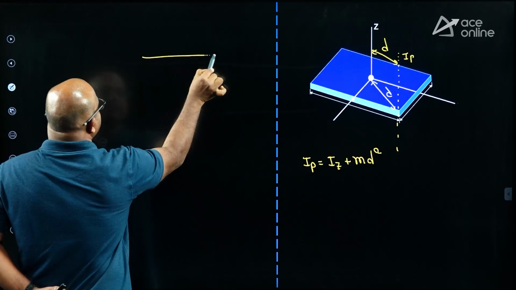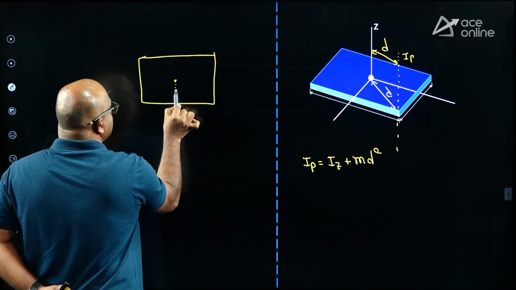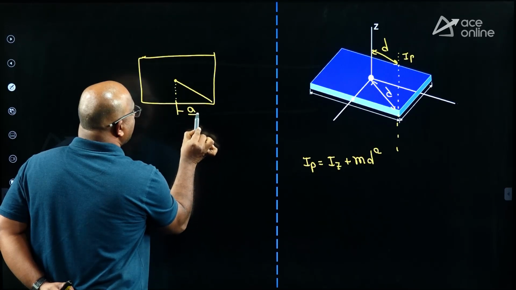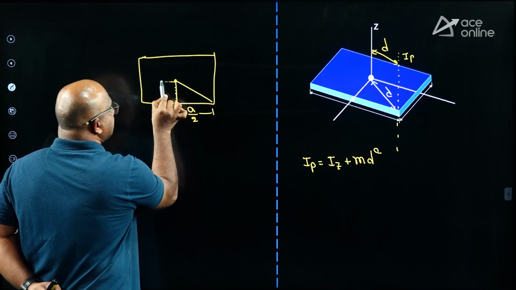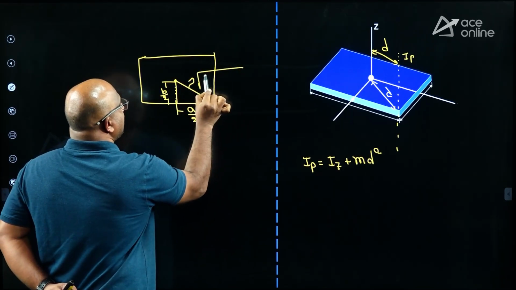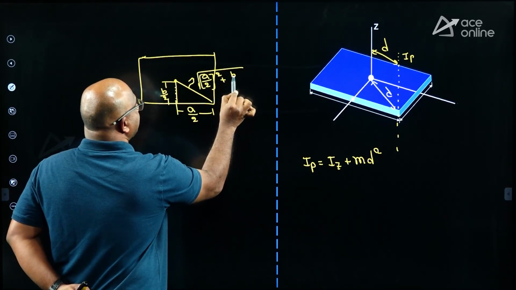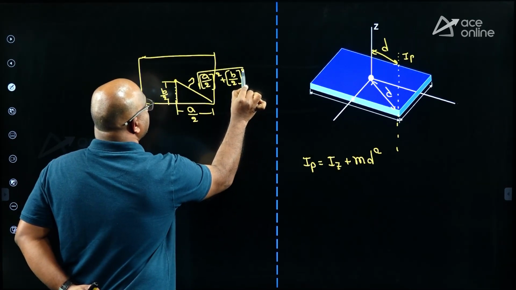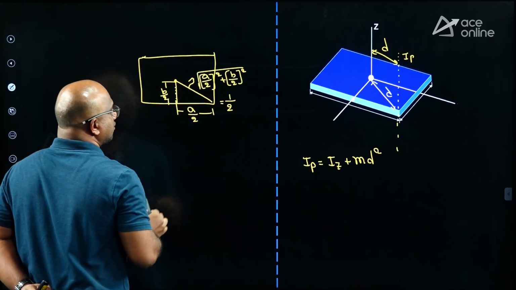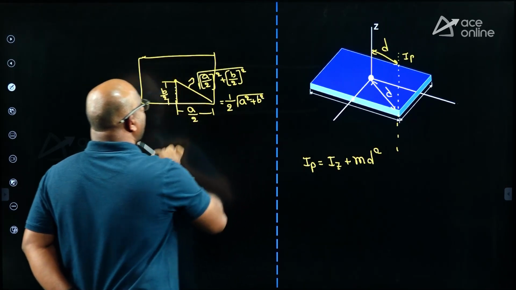Please see this rectangle, guys. This is the center. Listen carefully, sir. This is the D I want. I know that this is the A by 2 distance. This is how much, guys? This is the B by 2 distance. Then this becomes how much, guys? Square root of A by 2 whole square plus B by 2 whole square, guys. How much is coming, guys? 1 by 2 into square root of a square plus b square is the value of d.